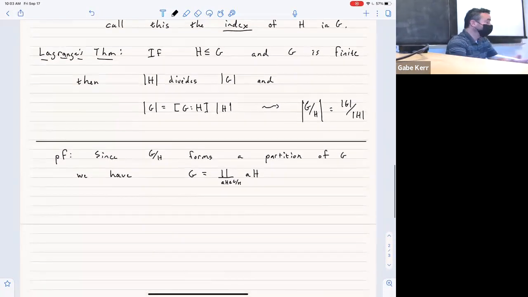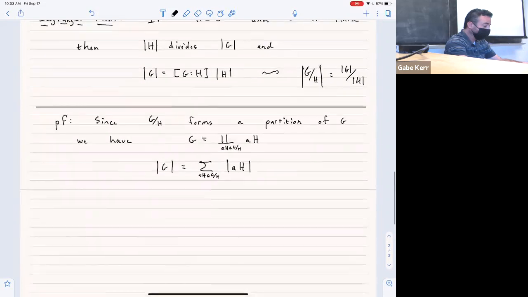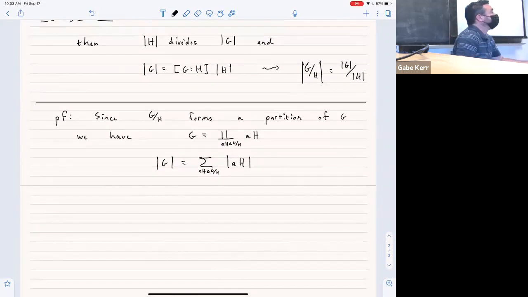But what that means, since G is finite, is that if I count the number of elements in G, I just have to count the number of elements in each of these cosets and add all of them up. This is equal to the sum over aH in G/H of the number of elements in aH. But by our lemma, the number of elements in aH is the same as the number of elements in H itself.